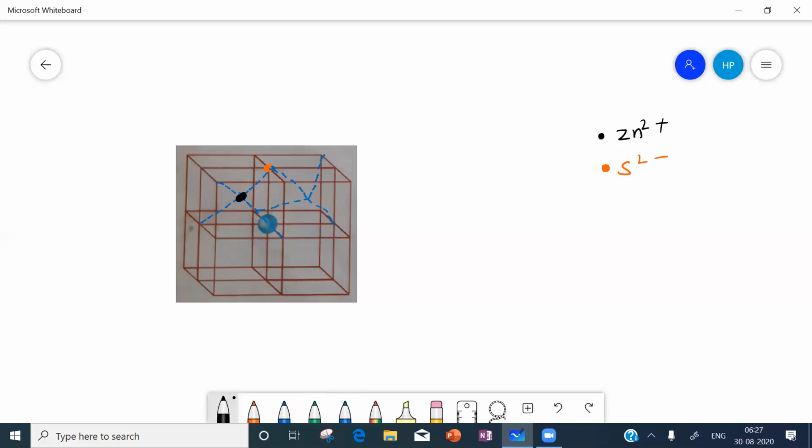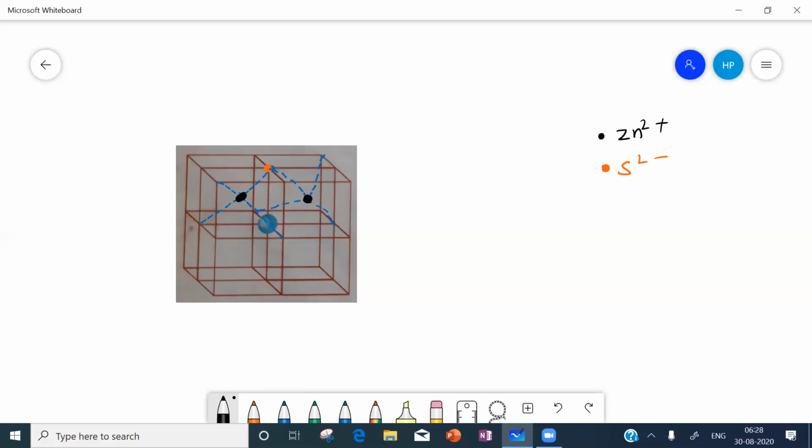We got a tetrahedral void. In this tetrahedral void, we placed Zn2+. Now this sulfide is in contact with this Zn2+.